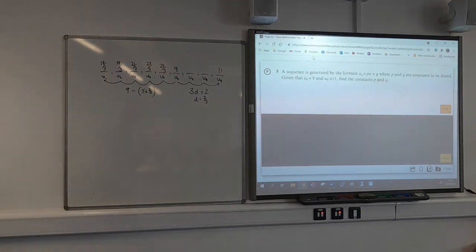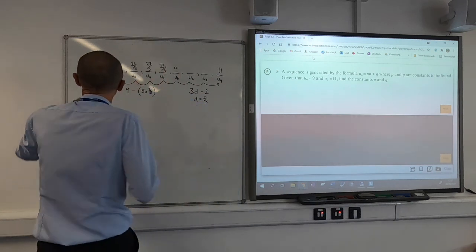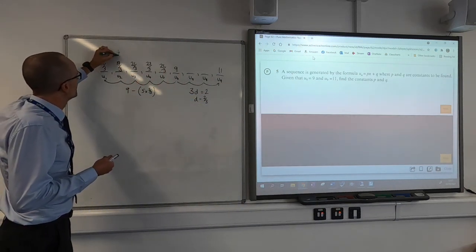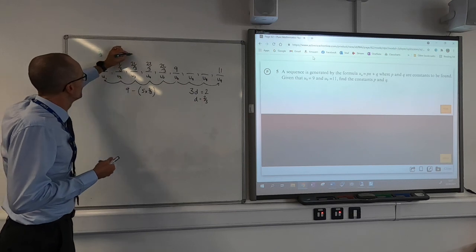So this sequence is something to do with the 2/3 times table. So I'll write the 2/3 times table up here. 1 times 2/3 is 2/3. 2 times 2/3 is 4/3.